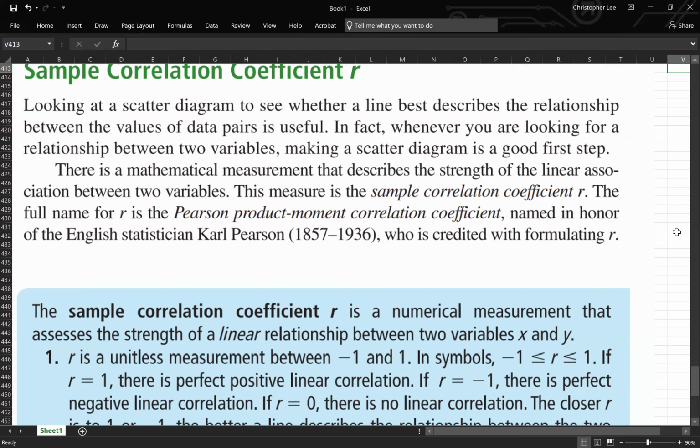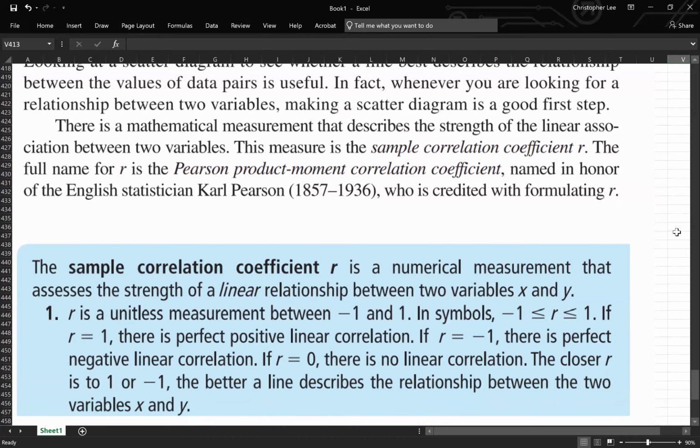If R equals 1, there is a perfect positive linear correlation. That'll never happen in real life, right? If R is equal to -1, there is a perfect negative linear correlation. That'll never happen in real life. If R is equal to 0, there is no linear correlation. That too will never happen in real life. It'll always be in between.